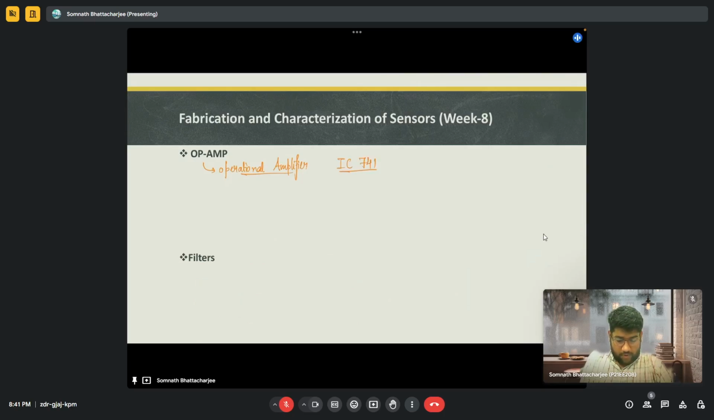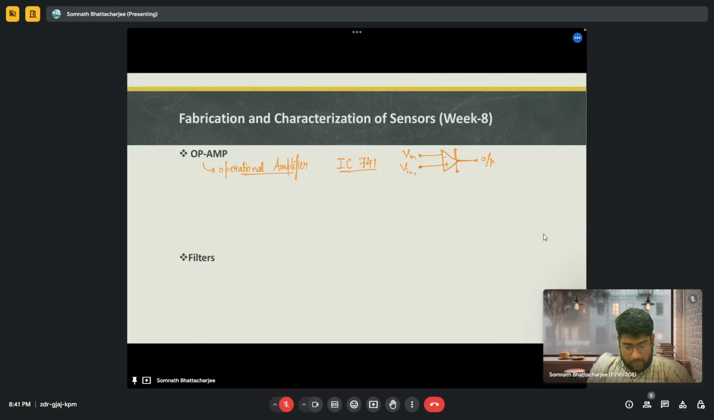IC741. One of the most used kinds of amplifier is the IC741, or an operational amplifier. Based on this operational amplifier, it looks like this. It has two input terminals, a negative and a positive. It has two supply terminals where you have to put the supply to turn it on. You get the output from here and you give the input, first V in one, and this is V in two.